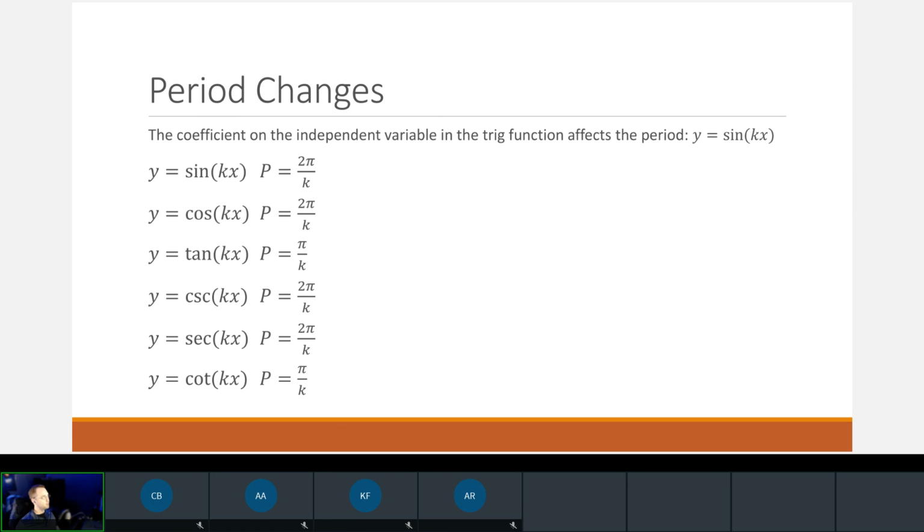Now, there is a formula. The period is calculated by taking 2 pi and dividing by that coefficient k for sine, cosine, cosecant, and secant. For tangent and cotangent, because the period is pi, the formula is period equals pi over your coefficient k. So you want to write these down. The formula for period is 2 pi over k or pi over k, depending on which trig function you are solving for.